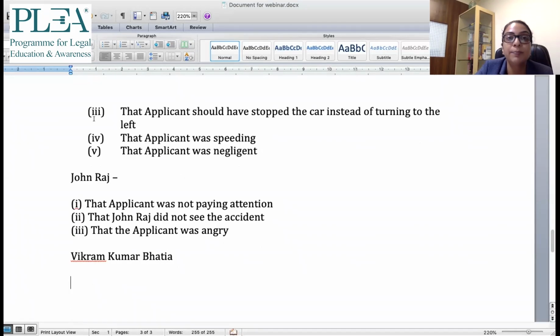Now, if we look at some aims of cross-examination of Vikram Kumar Bhatia, if we look at his evidence, what would be the aim of cross-examining him? If you look at his affidavit, what could be the aim? What can we try and bring out in his cross-examination? Was using the phone. Yeah, maybe we can try and do that. Ma'am, the opposite party was using the phone and he was not fully focused on driving.